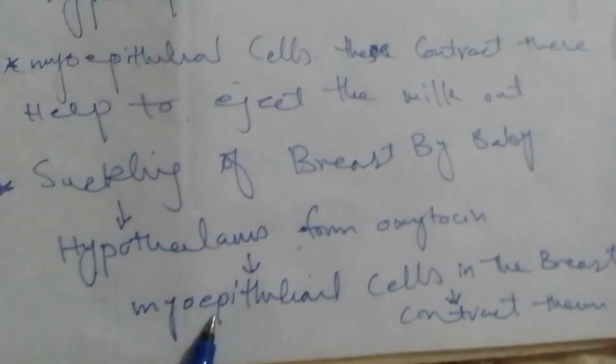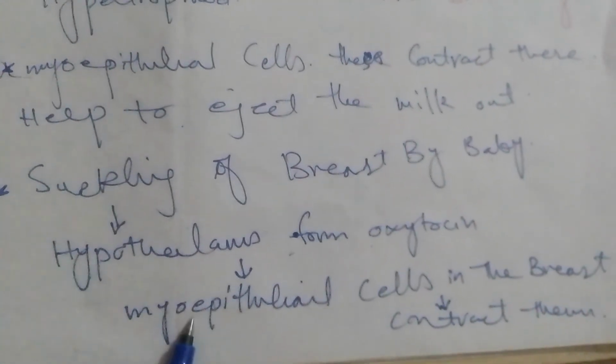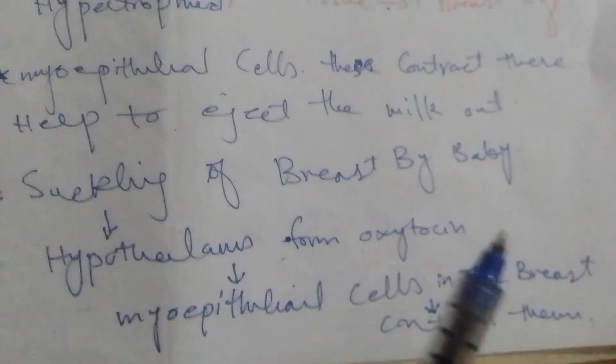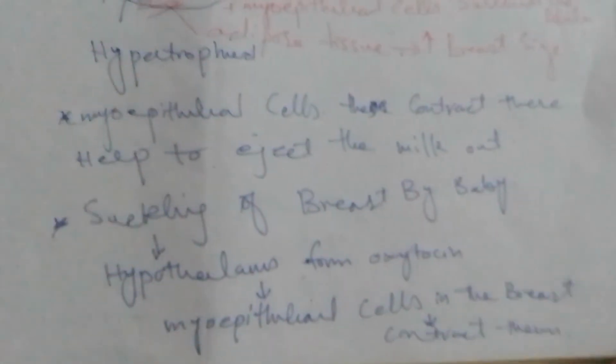Again the stimulus goes to the posterior pituitary. The posterior pituitary has stored oxytocin and releases it. This released oxytocin comes to the myoepithelial cells and causes their contraction, which contracts the lobules, and this lobule contraction causes the ejection of the milk.